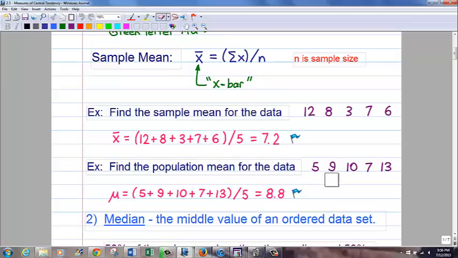Now the next one I gave a set of data, but we called it a population. So the only difference is I used the Greek letter mu, added the 5 numbers up, divided by 5, and got 8.8. So I think calculating the mean is pretty straightforward and easy enough.